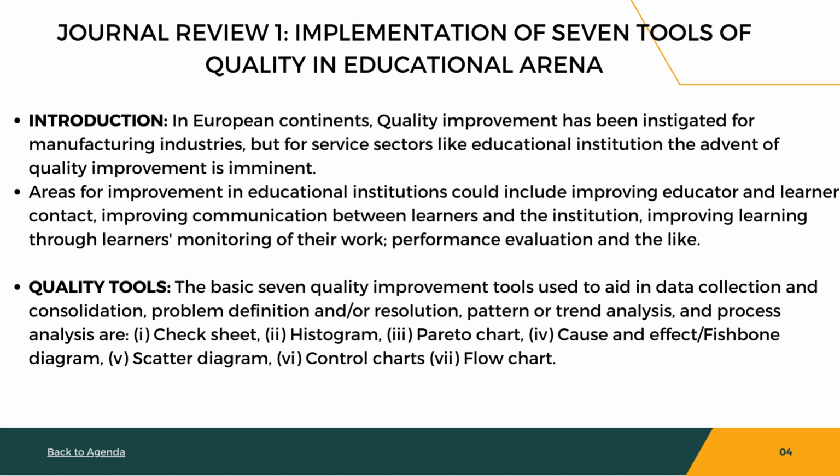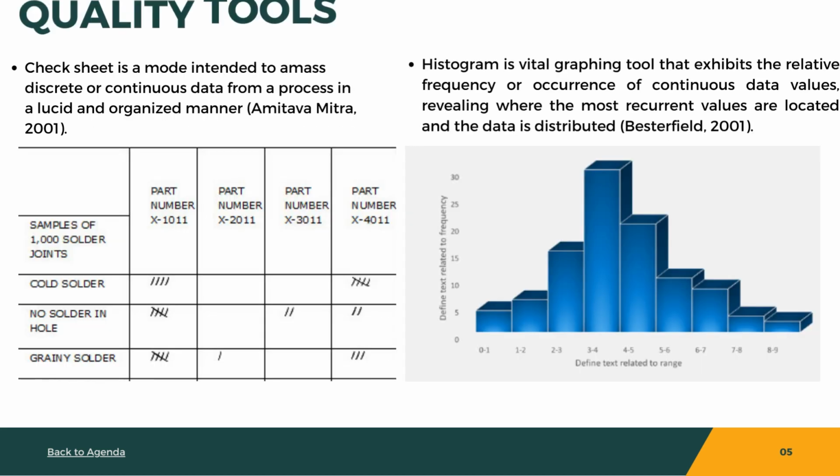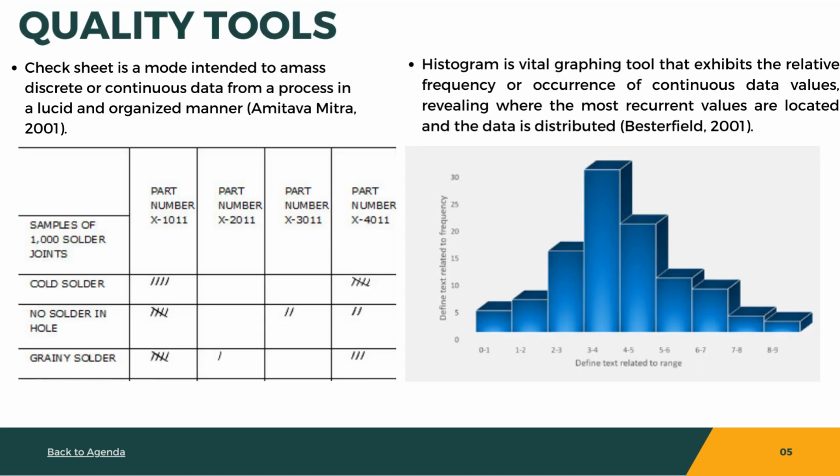Quality tools. The basic 7 quality improvement tools used to aid in data collection and consolidation, problem definition and resolution, pattern or trend analysis, and process analysis are the check sheet, the histogram, the Pareto chart, the cause and effect or fishbone diagram, scatter diagram, control chart, and flow chart. Okay, now these are the quality tools.